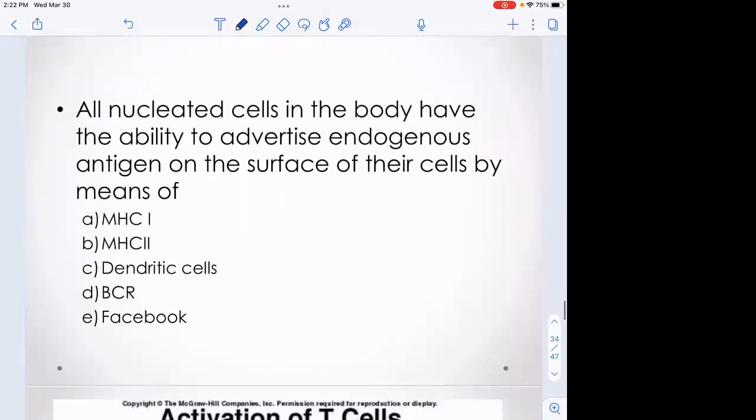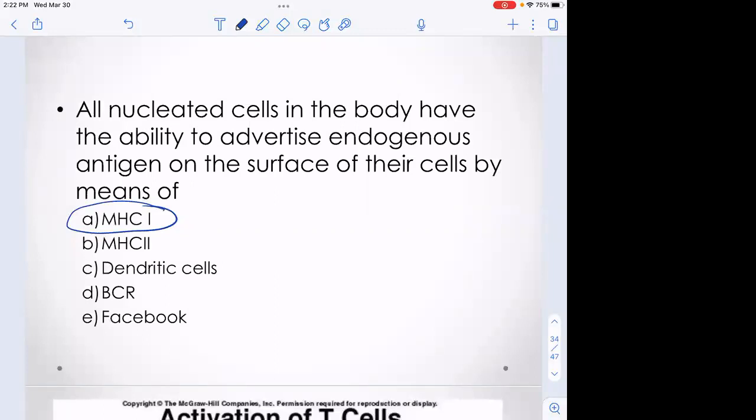Okay, just to check if you're paying attention, a quick question. All nucleated cells in the body have the ability to advertise endogenous antigen on the surface of their cells by means of, I actually put this on a test once, nobody said Facebook. So that's by means of the MHC class 1. All right, good.